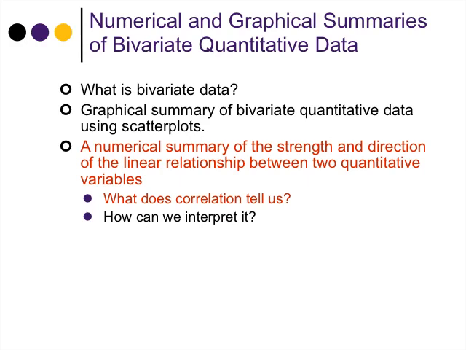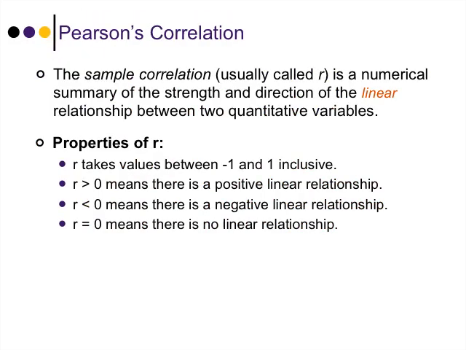Now, let's get on to this: how do we summarize the strength and the direction of the linear relationship between two quantitative variables? We also mentioned this notion of correlation. So let's investigate that next, right? So we have a number, Pearson's correlation, which we usually call R, which I'm highlighting here in red. And that is the sample correlation. It's a numerical summary of the strength and the direction of the linear relationship. And linear here is very crucial, right? For example, you could have a scatter plot that looks like this, right?